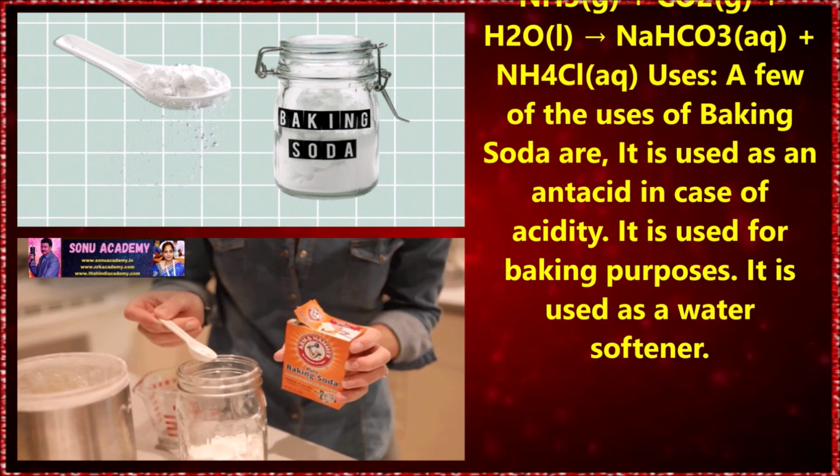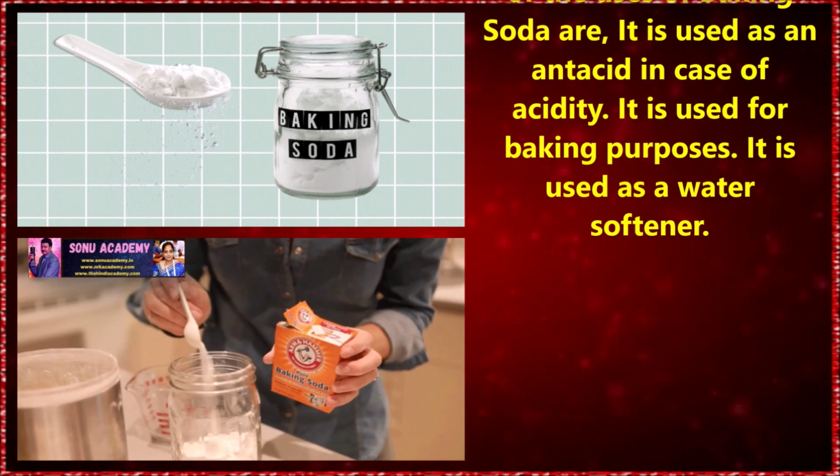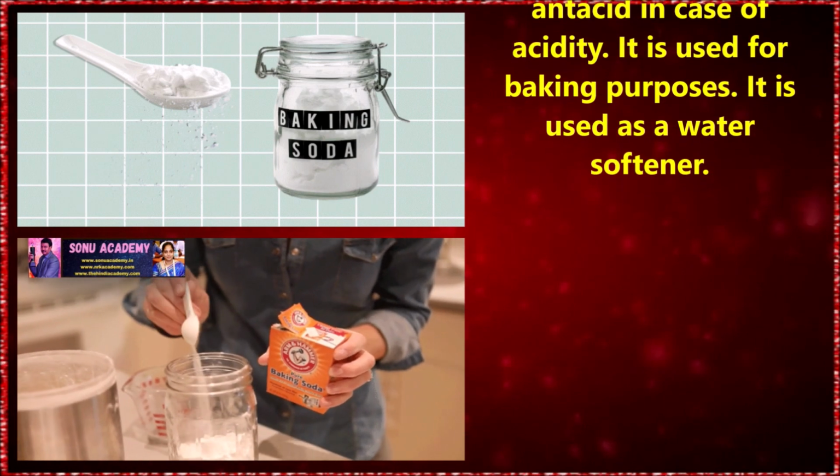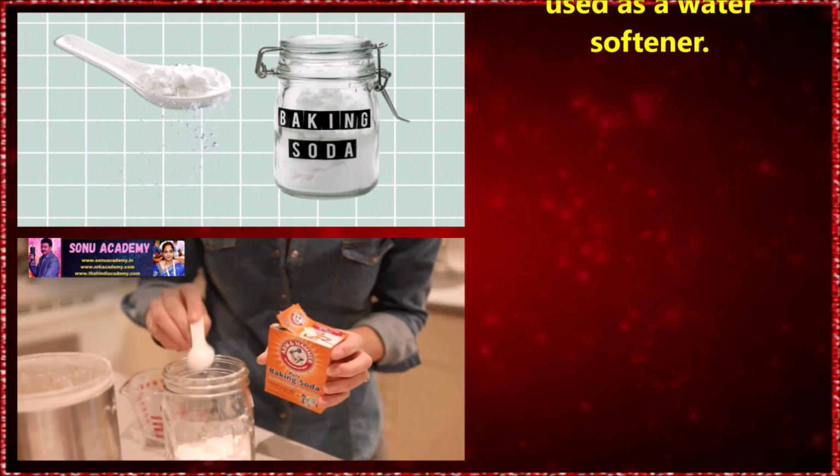Let us discuss the uses of baking soda. A few of the uses of baking soda are: it is used as an antacid in the case of acidity, it is used for baking purposes. It is also used as a water softener.